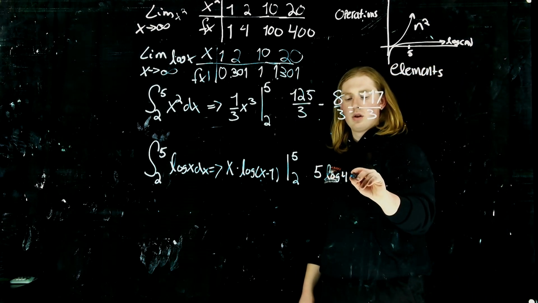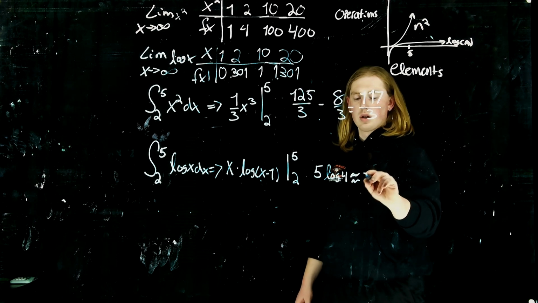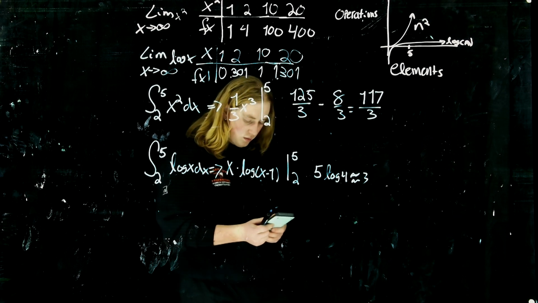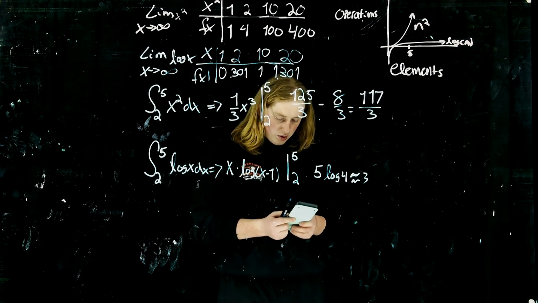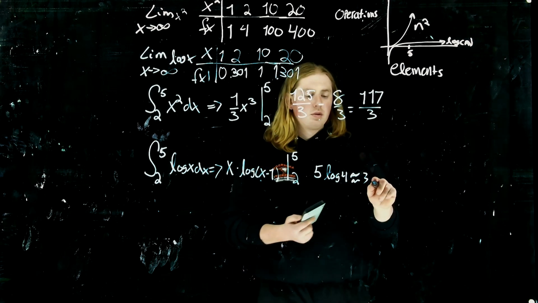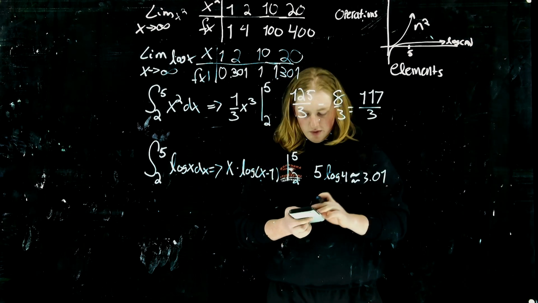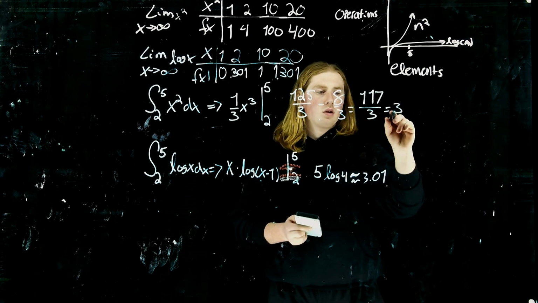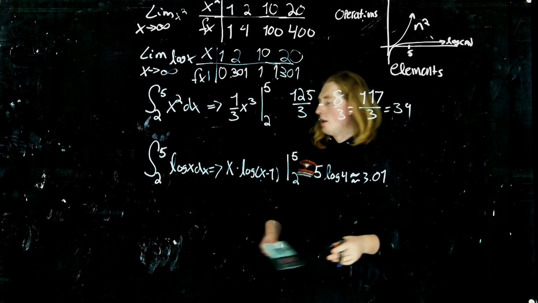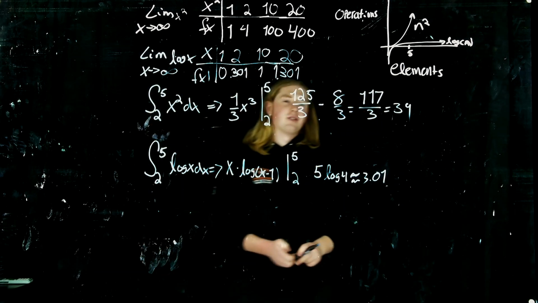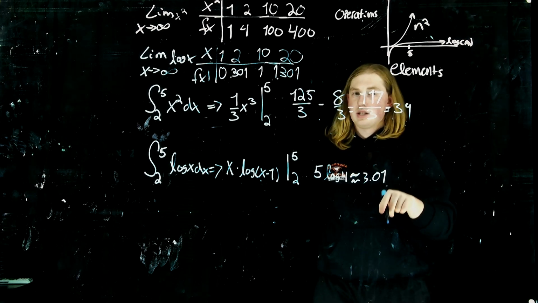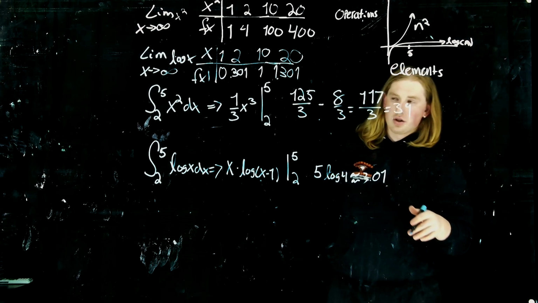I believe it's approximately 3. I could be wrong. I'm going to double check on my calculator. So 5 log 4. It's about 3.01. 117 divided by 3 is 39. So, very, very different numbers. This is 39. This is 3 and change.